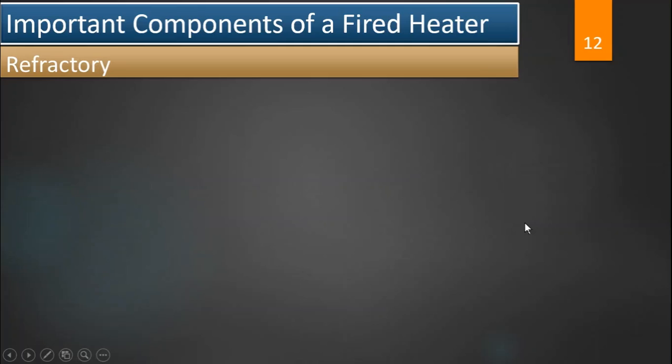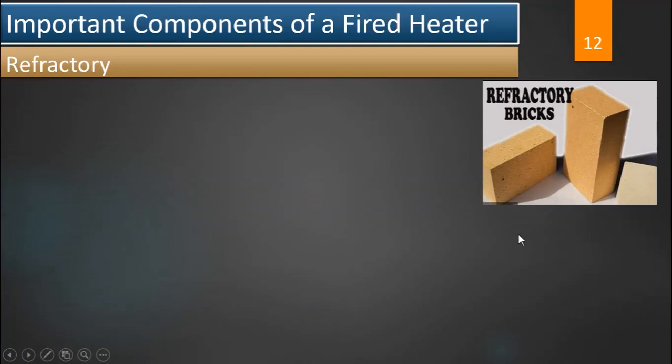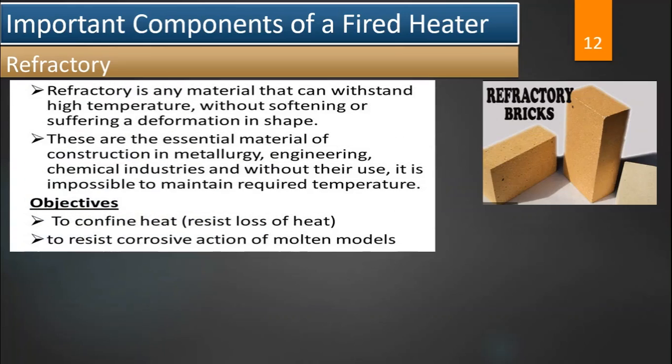Now the next part is refractory lines or refractory bricks that are used in the furnace. So, what is refractory? Basically, refractory is any material that can withstand a high temperature without softening or suffering a deformation in shape. That is an important thing, and in fact they are essential materials for construction of metallurgy, energy, and chemical industries. Without their use, it is impossible to maintain the required temperature. So we need the refractory.